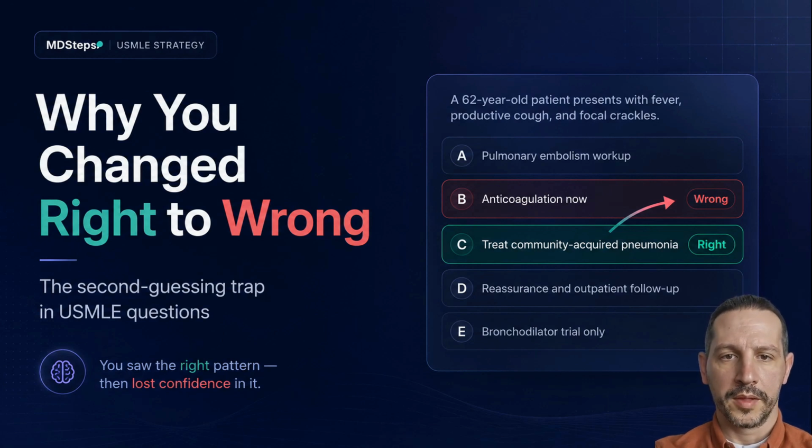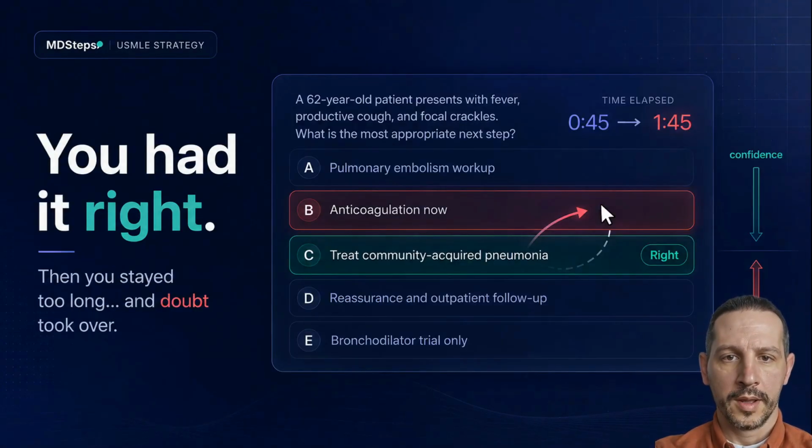A lot of students pick the right answer early because their pattern recognition is actually working. They notice the age, they notice the timeline, they notice the key symptom, they recognize the diagnosis. But then anxiety kicks in. And instead of using the stem to confirm the answer, they start using the other answer choices to create doubt. That is when the question flips. You stop asking, what is the stem clearly pointing toward? And you start asking, could this other thing also be possible?